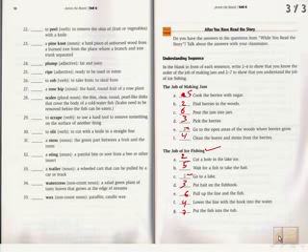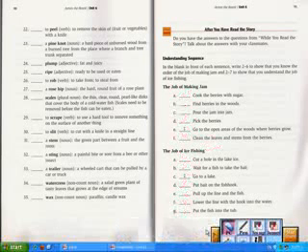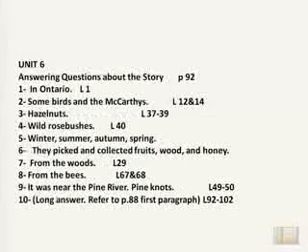Okay, this is page 91. Then we move to page 92. Okay, sorry. Here. This is 92, answering questions about the story.